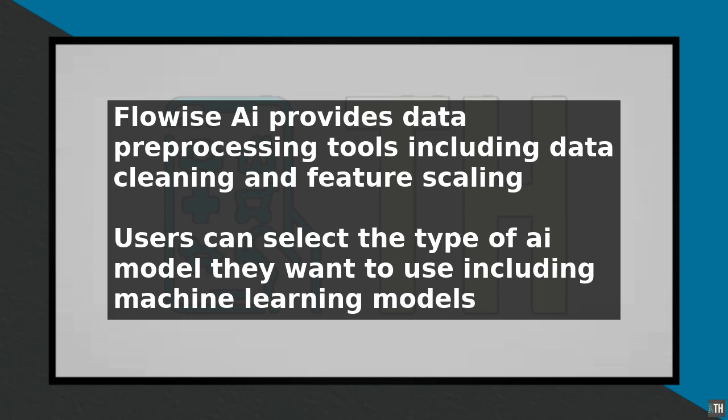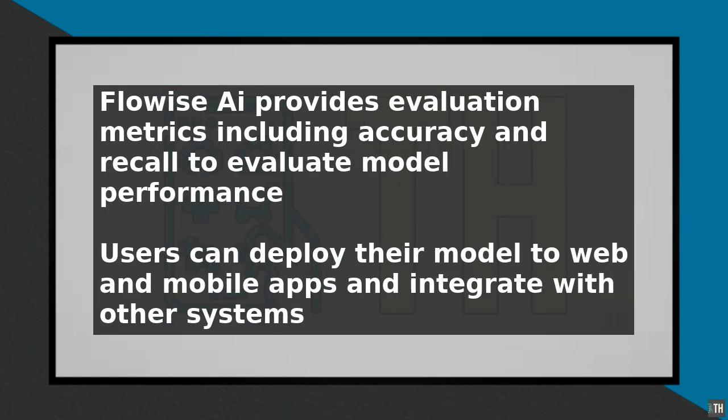Finally, once the user is happy with the performance of their model, they can deploy it to a range of applications, including web and mobile apps, and even integrate it with other systems using the platform's API. Throughout the process, Flowise Ai provides a range of tutorials and guides to help users get started and overcome any challenges they may face.